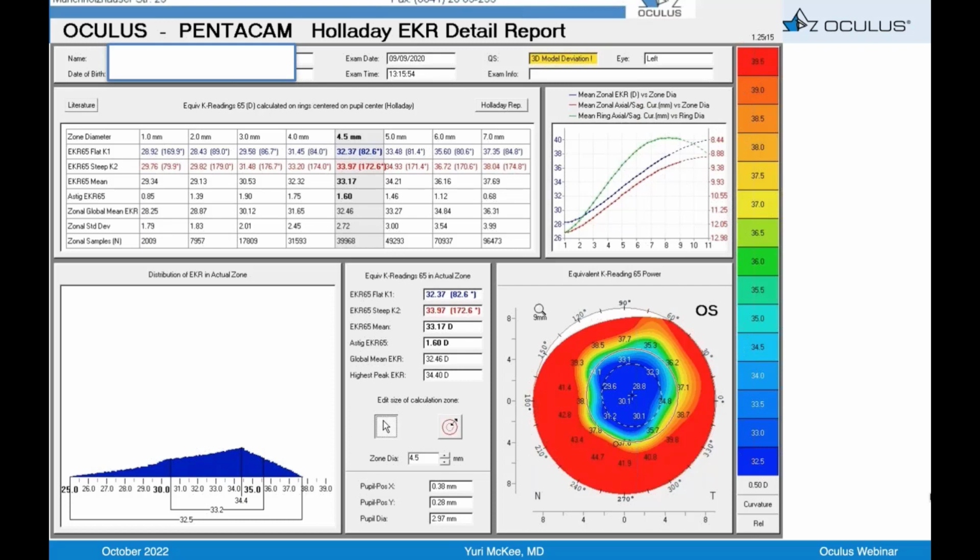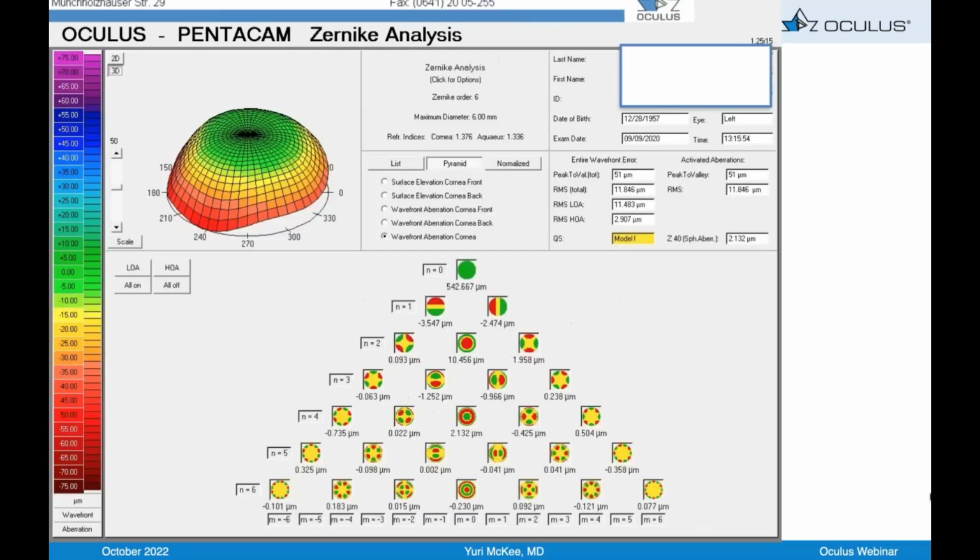And here on the higher order aberrations, look right in the dead center of this pyramid, n equals 4. In the middle picture, 2.132 microns of spherical aberration, 1.2 microns of coma. These numbers are massive. They will not do well with any type of diffractive, multifocal, trifocal, EDOF, any of that stuff.